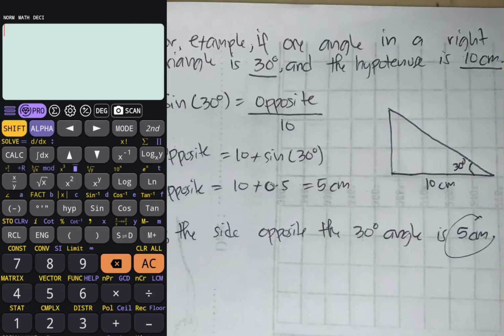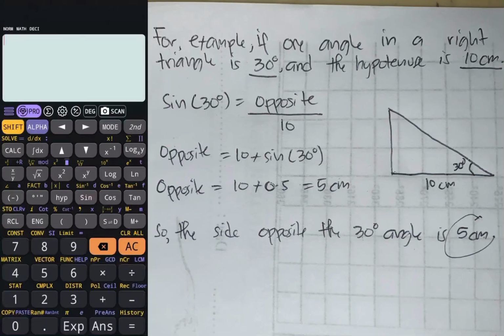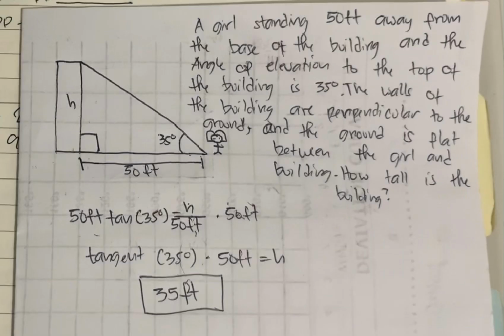If you have a calculator, you can use the calculator to solve this situation and easily get the answer. In the calculator, type sin 30, alpha calc equals, and type x and y, and input the x as a numerator and 10 for the denominator, and shift calc to get the answer.